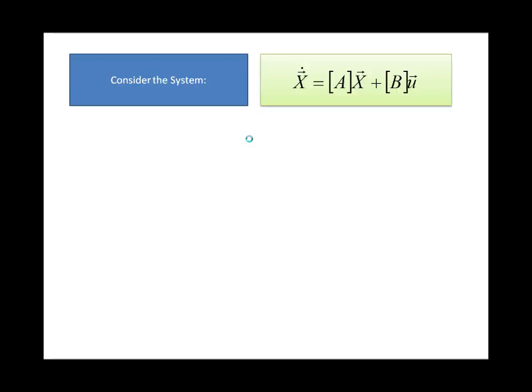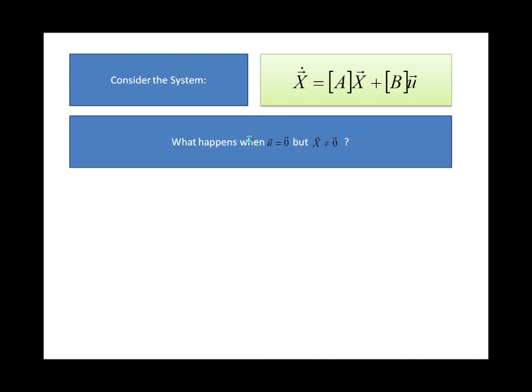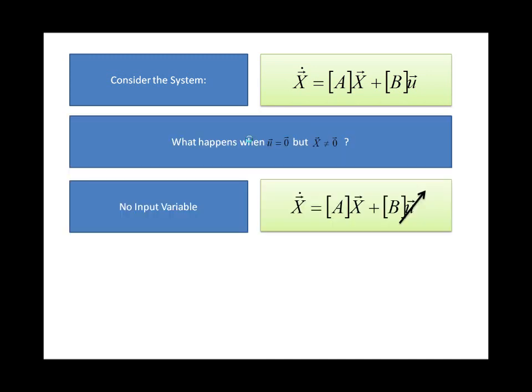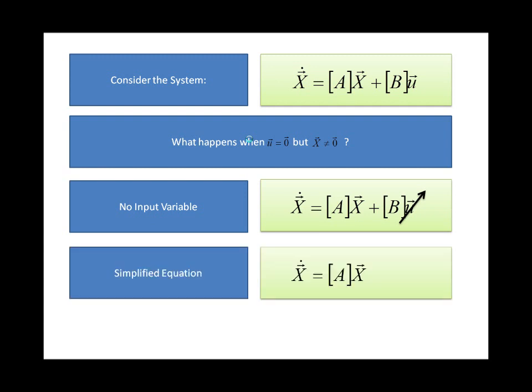Consider the system x dot vector equals A matrix times x vector plus B matrix times the input variable. This equation is shown on slide 3. Now assume the input is 0. What happens to the system when there is no input? We will analyze this during the rest of this presentation.